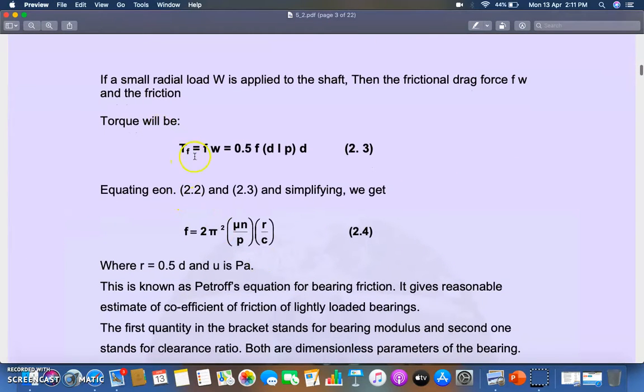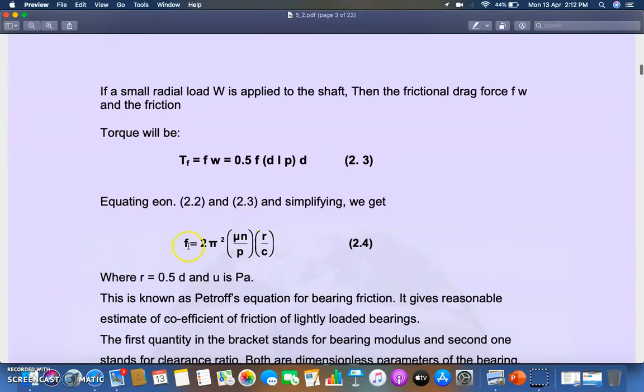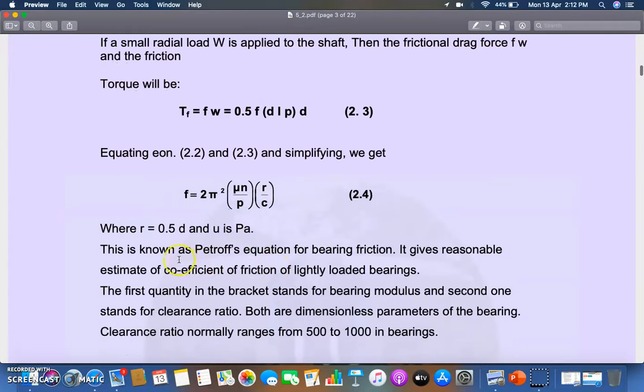The torque will also be equal to f into W, where f is the coefficient of friction and W is the load, so that will be 0.5 into f into DLP into D. If you equate equations 2.2 and 2.3, then you get f equal to 2 pi square mu n by P into R by C, and this is known as Petroff's equation for bearing friction. These two terms, mu n by P and R by C, are dimensionless parameters of the bearing, and the clearance ratio normally ranges from 500 to 1000 in the bearing.